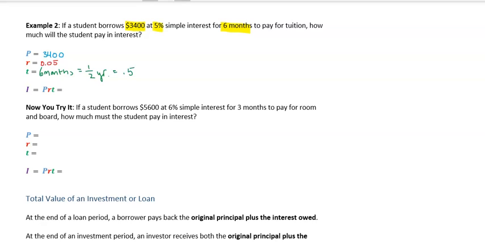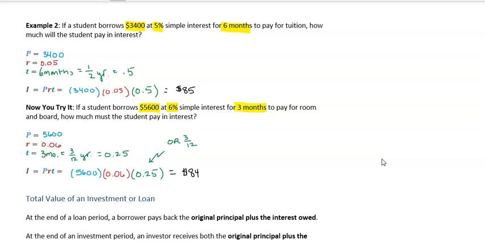All right, so now we just have to plug everything in. So we get 3,400 times 0.05 times 0.5, or 1/2, however you'd like to enter that there. And when you plug this into your calculator, you should get $85. All right, the next one is for you to try. So pause the video and give it a shot and come back and see how you did.